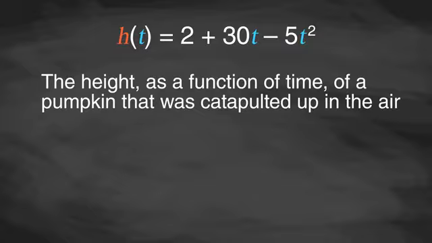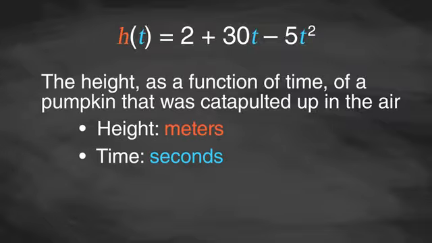Let's answer questions about the situation represented by the equation h(t) = 2 + 30t - 5t². This represents the height, as a function of time, of a pumpkin that was catapulted up in the air. Height is measured in meters and time is measured in seconds. If the pumpkin reached a maximum height of 47 meters, then how many seconds after launch did it happen?